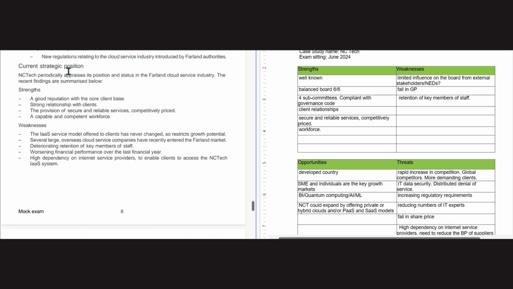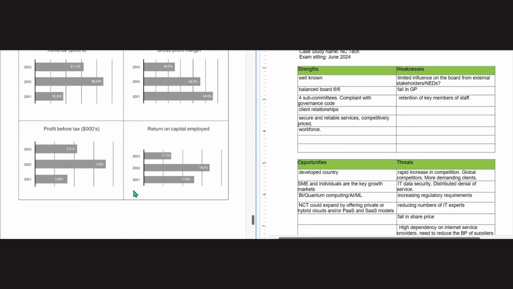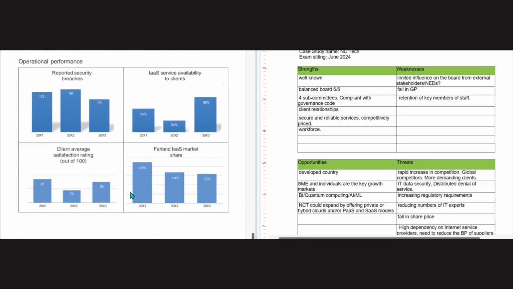Okay, and then it gives us some more strengths and weaknesses, and I've simply copy-pasted the ones that I didn't already have in there. I've simply copy-pasted them into my table here. And then we have some numbers: performance dashboard, got some financial performance, revenues, gross profit margin, profit before tax, and return on capital employed. Okay, so these are accounting in many senses, accounting adjustments. And then there's some more operational performance, right? Security breaches and service availability. So these are KPIs, really.